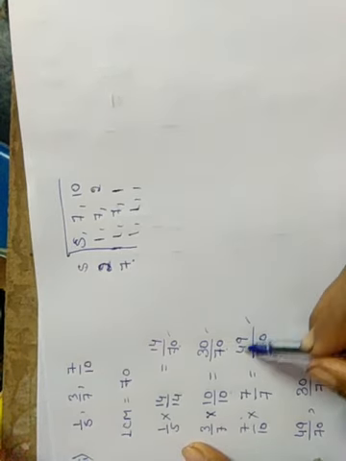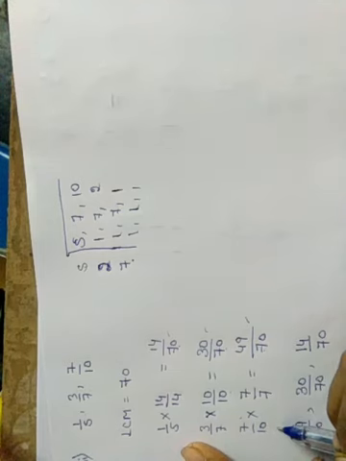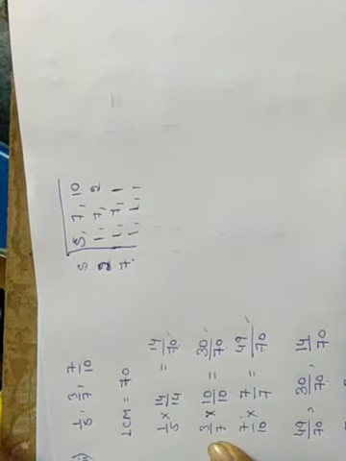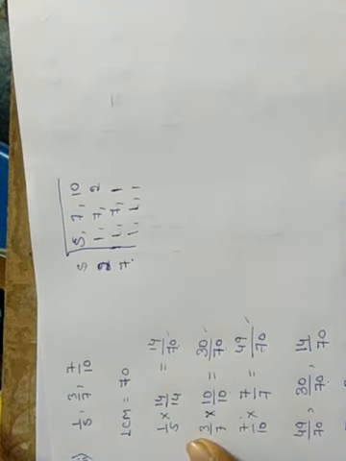So here 49 divided by 70 means what? 7 divided by 10, yes or no? So we'll write 7 divided by 10. 30 divided by 70 means 3 divided by 7, and 14 divided by 70 means 1 divided by 5.